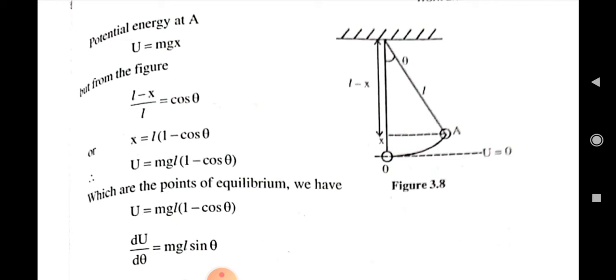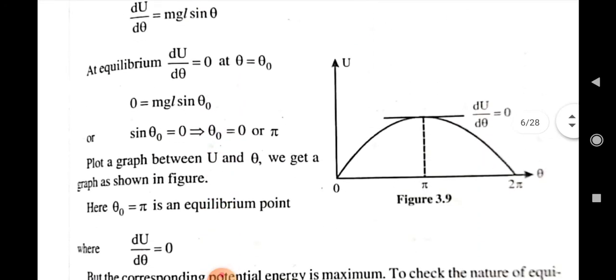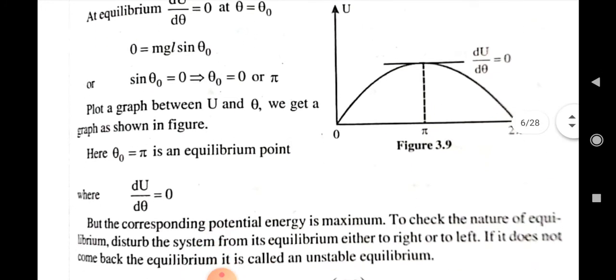So when we consider du by d theta is equal to 0, we consider 2 points, theta is equal to 0 and theta is equal to pi. Theta is equal to 0 we already saw, and x is equal to 0. Here when we consider theta equal to pi, du by d theta is equal to 0. So here we draw a graph connecting like this. Here also du by d theta is equal to 0.